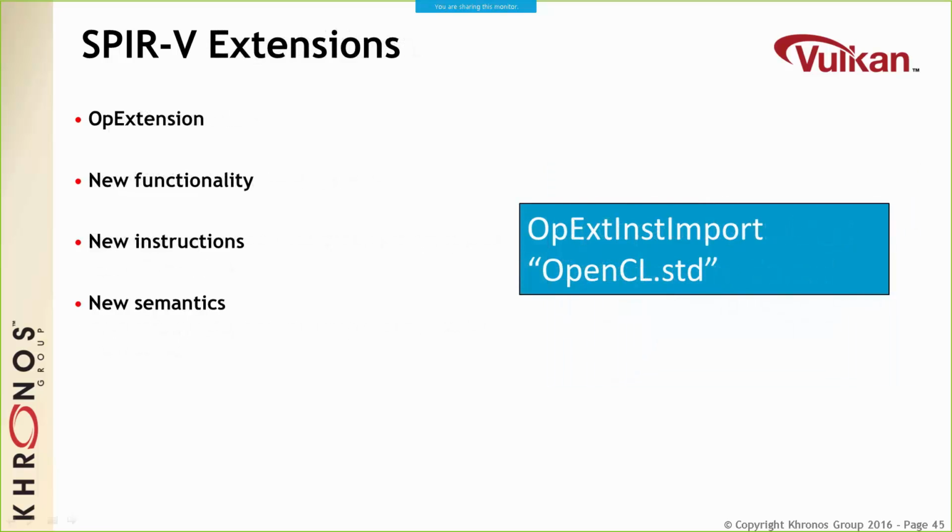The other thing is SPIR-V is a very extensible format, so you can create op extensions. These can create new functionality, new instructions, or change existing semantics to something else. And for instance, the OpenCL built-in function library is extended into SPIR-V by providing this instruction import, so all the built-in function libraries appear as an instruction within SPIR-V, but it's enabled by this extension instruction import.